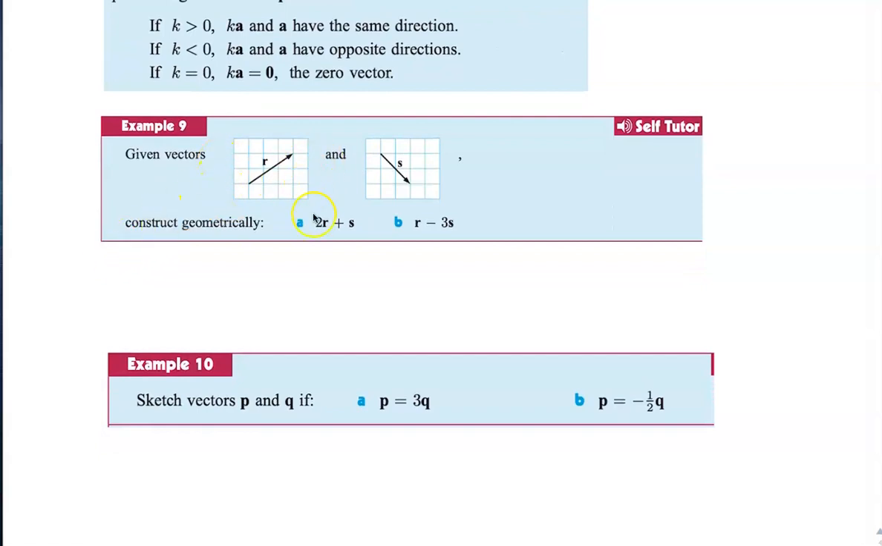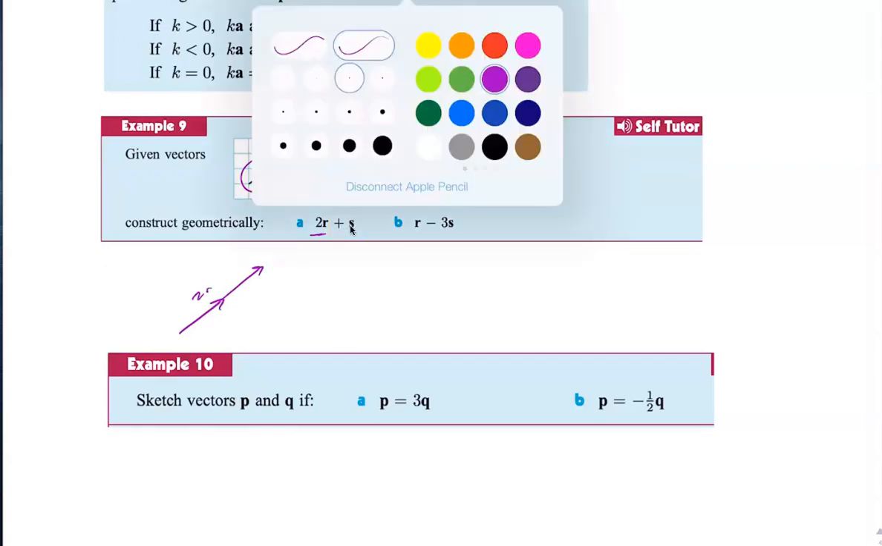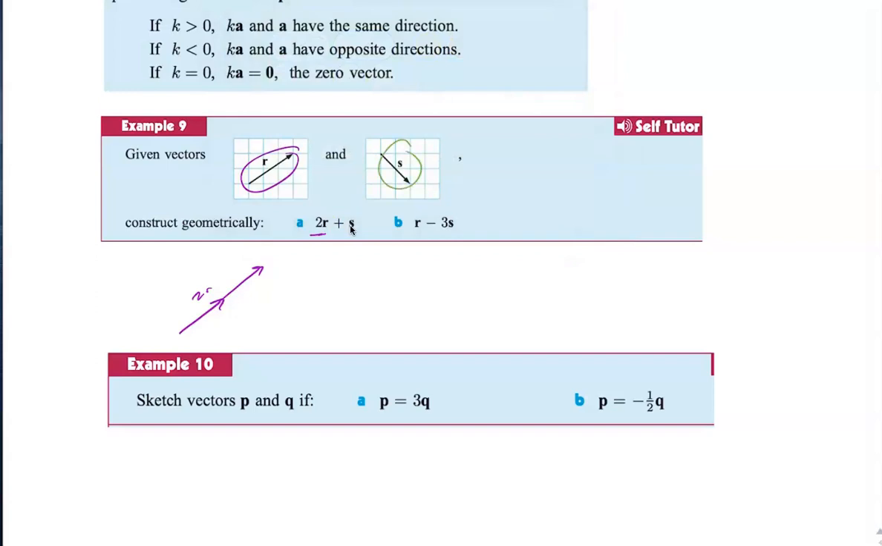So let's do some of these. They want 2r plus s. Again, 2r means I want 2 of these r's. So let's say that's 1r, and that's another r. That's my 2r. I want to add s to the end of it, so we're just going to add tip to tail. I'm going to add this s to the end of it, so it's kind of like this. There's my s, my approximation. My answer is going to be from where I started to where I ended. This blue line here is 2r plus s.